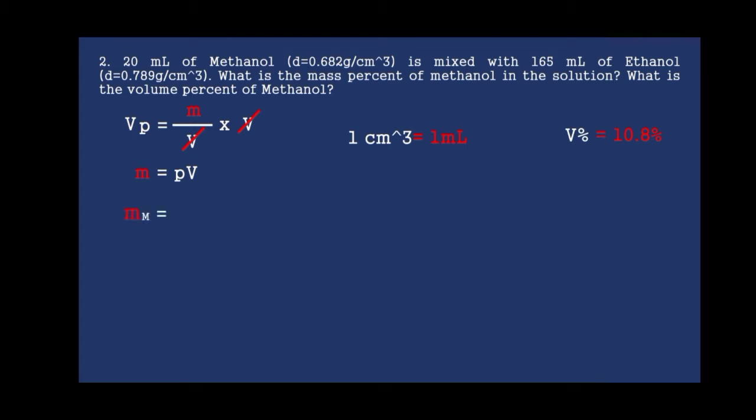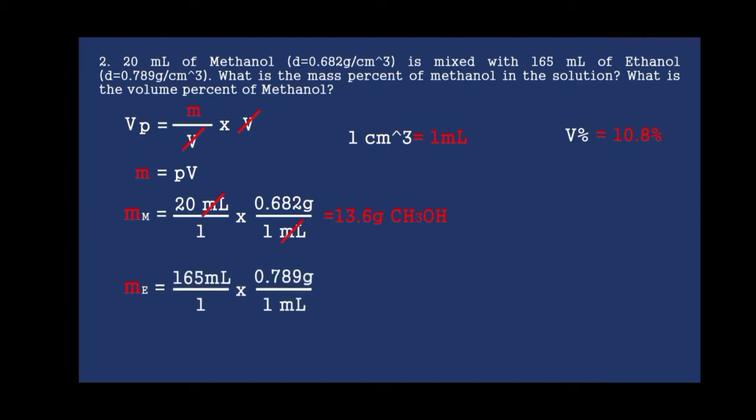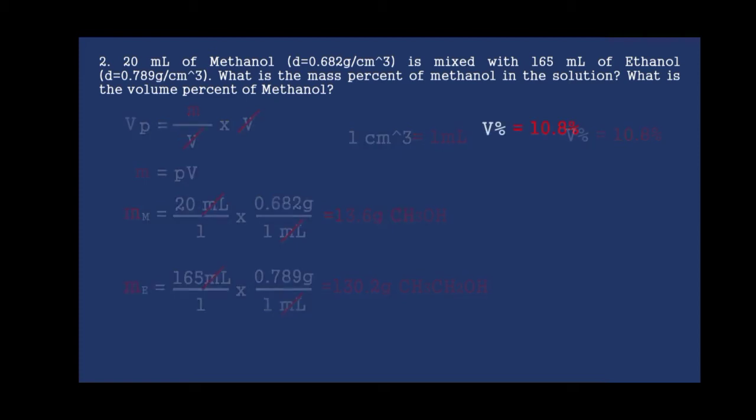So first, we're gonna find the mass of methanol. The mass of methanol is 20 ml times 0.682 grams all over 1 ml. So cross out the milliliters, and it is equal to 13.6 grams CH3OH or methanol. Then we're gonna find the mass of ethanol, in which the mass of ethanol is 165 ml times 0.789 grams all over 1 ml, and it is equal to 130.2 grams CH3CH2OH or ethanol.